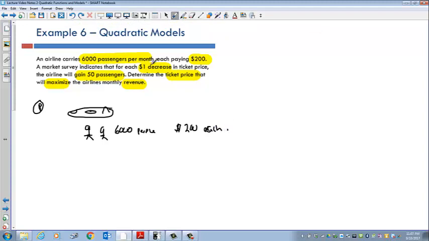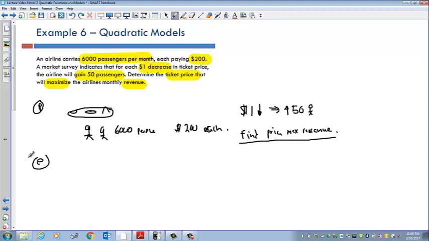And then it says the survey says for a $1 decrease in tickets, so if you go down $1, something happens basically, right? So we take $1 and we go down. What does this imply? This implies that we'll gain 50 people, so we'll go up by 50 happy people. They're very happy. And we want to determine the ticket price that maximizes the airline's monthly revenue. So let's write down what we need to find, because that's usually the most important thing. It tells us what the next step is usually. Find price max revenue. That's enough for me. You might want to write more if you want, but that's all I need.